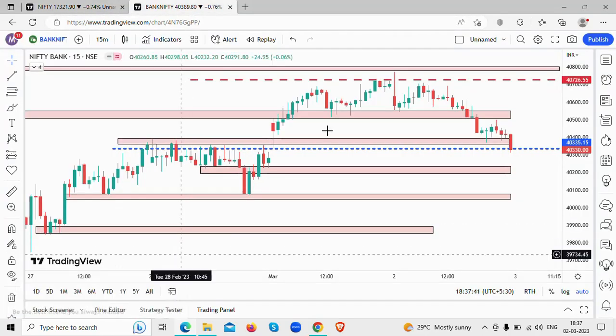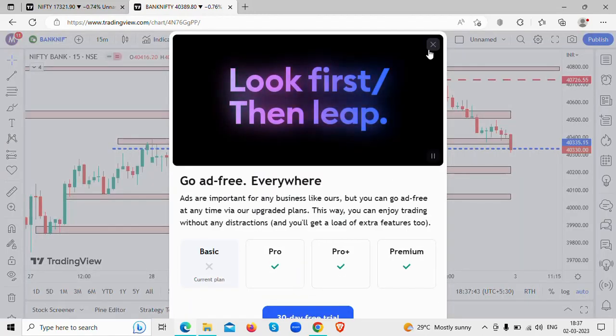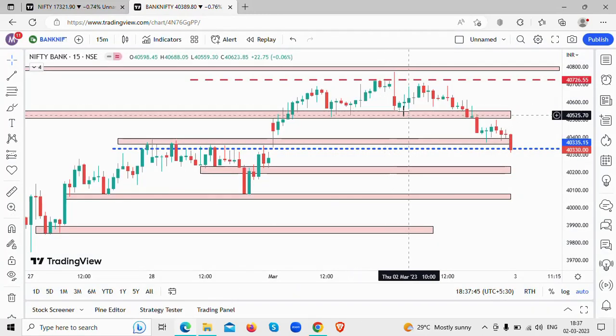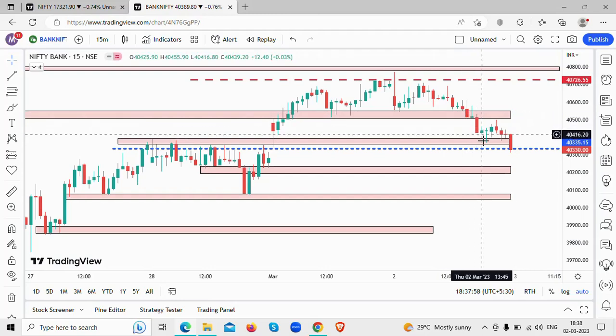What happened in Bank Nifty? Bank Nifty also, if you can see, the price opened with a gap down. It took the support level, the level that we had marked, bounced up, went back to the previous day high, which we had marked as resistance, took that resistance, turned back, came to the support level, and this time it broke and came down to the level which we had marked.